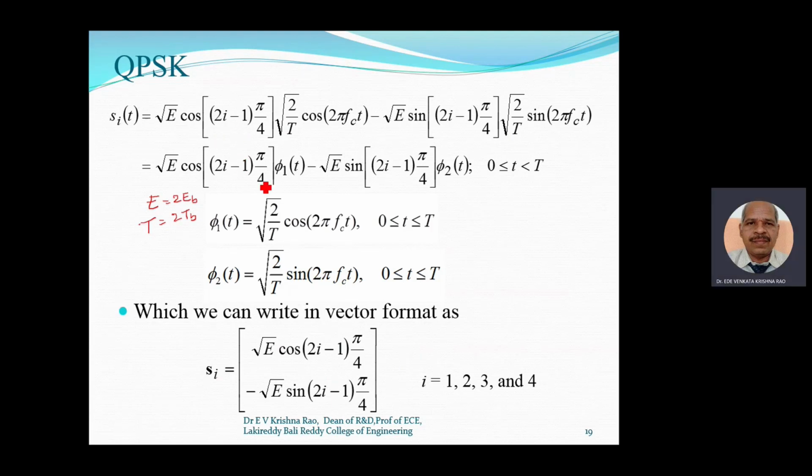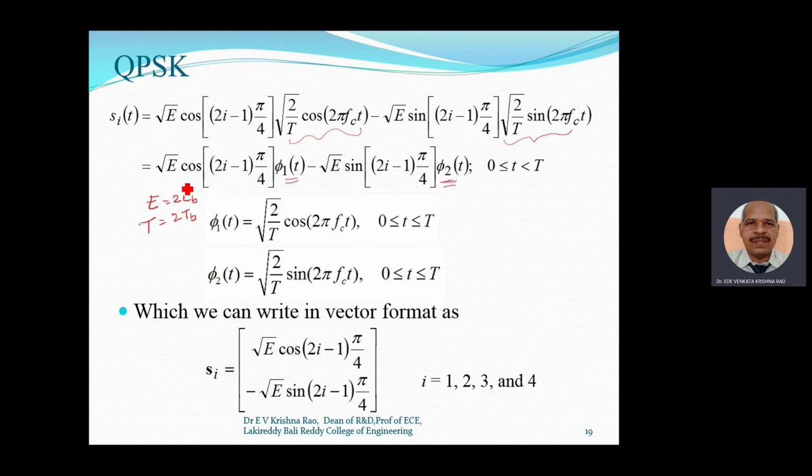Anyway, this combination cos A cos B minus sin A sin B is expressed with phi 1 of t and phi 2 of t. Both are orthogonal to each other: root 2 by T cos 2 pi f c t and root 2 by T sin 2 pi f c t. This is the signal vector representation where phi 1 and phi 2 are defined over the symbol duration 0 to T.